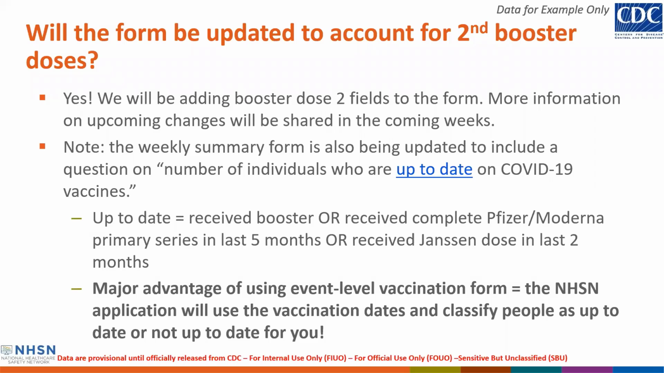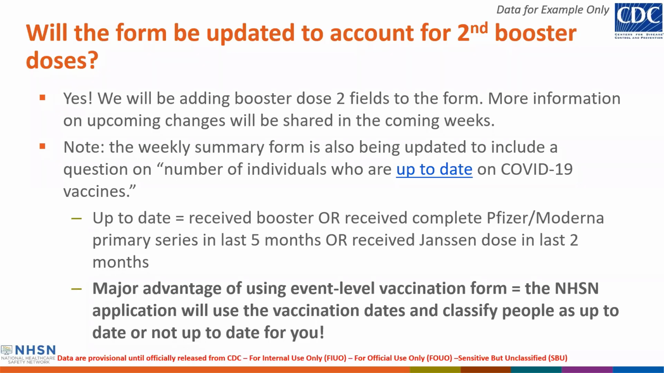And the definition of up to date is a little complicated. It's defined as individuals who have received a booster dose, or if they haven't received a booster dose, they received their complete Pfizer or Moderna primary series within the last 5 months, or they received their Janssen primary series dose in the last 2 months. And for all of these new questions, a major advantage of using the event level vaccination form is that the NHSN application will use the vaccination dates that you entered for each individual and classify people as up to date or not up to date for you.